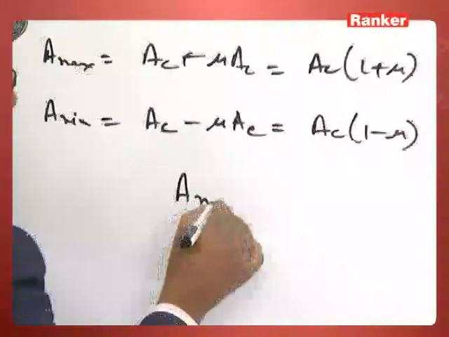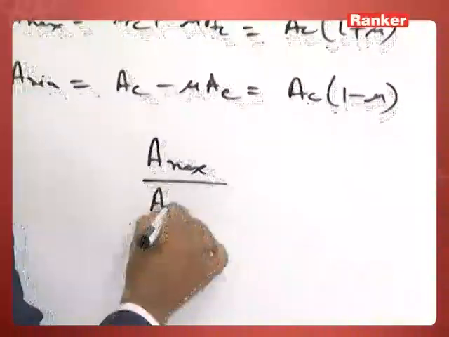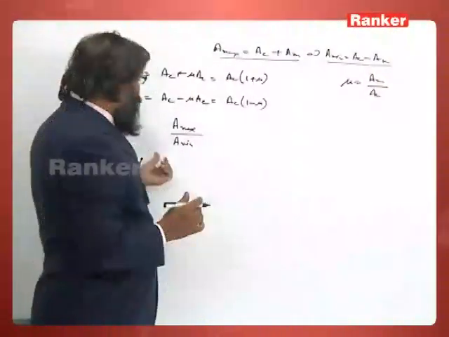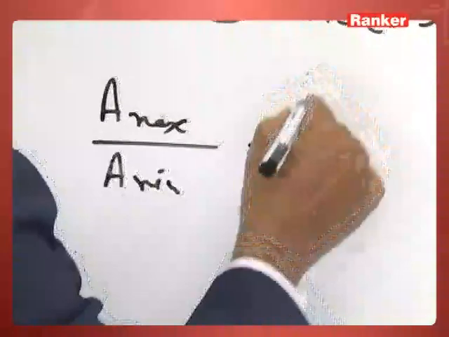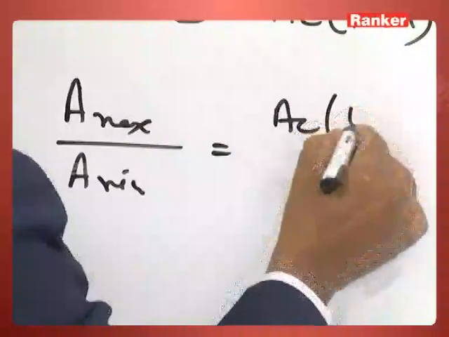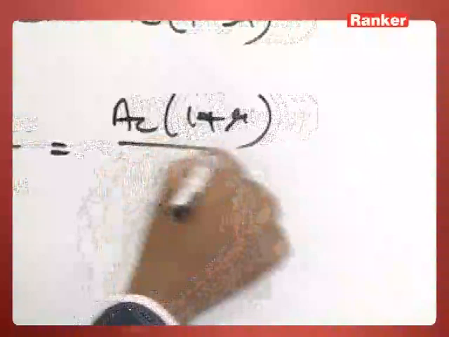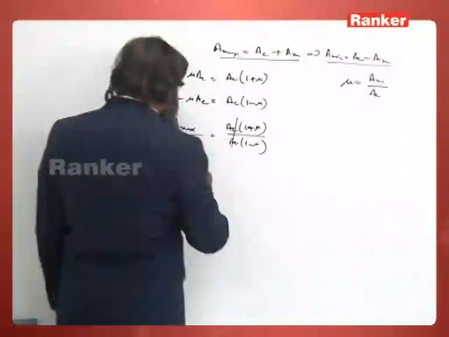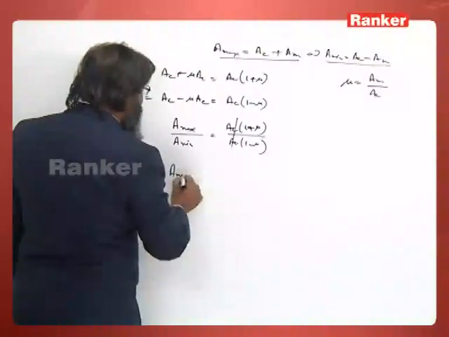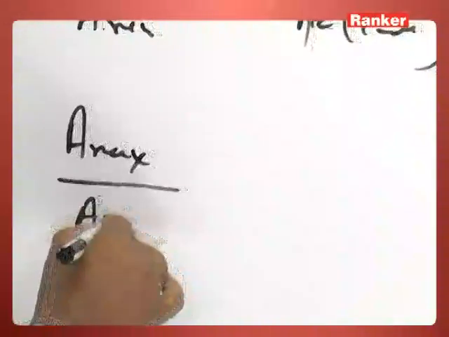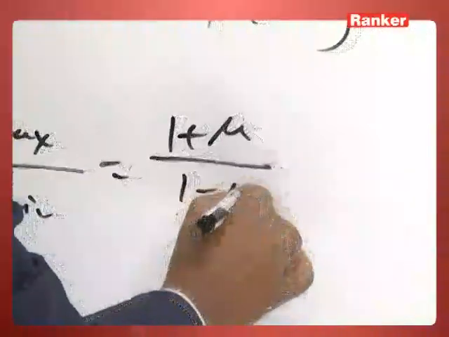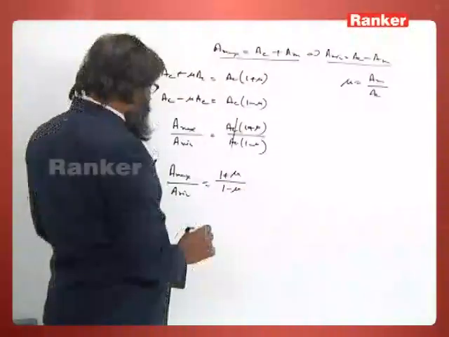So we have A max by A min. You see, A max is the maximum voltage and A min is the minimum voltage, which is equal to AC (1 plus mu) by AC (1 minus mu). These two AC cancel. So we have A max by A min equal to (1 plus mu) by (1 minus mu). We want mu.